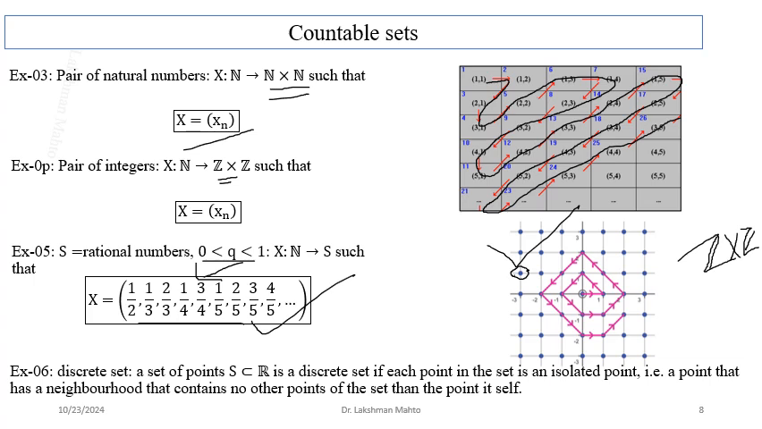That means if you are taking as small as possible a neighborhood of a point, and that neighborhood does not contain anything other than the point itself, then that kind of point we call an isolated point.